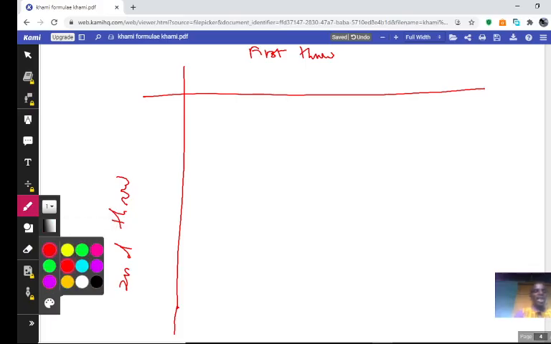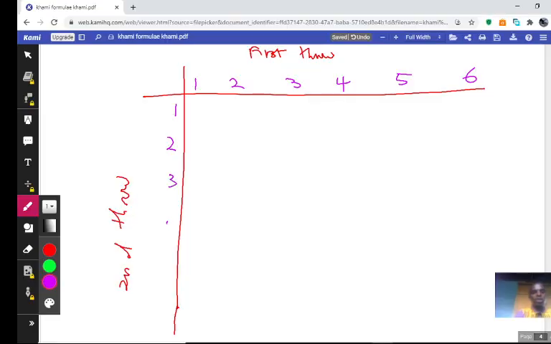Then a die has how many sides? It has 6 sides. Say label 1, 2, 3, 4, 5, 6 sides like this. Then also this other side, it will still have 6 sides. 1, 2, 3, 4, 5, 6 like this. Right. So if it's the sum of the scores, what do you do? You just add the scores.